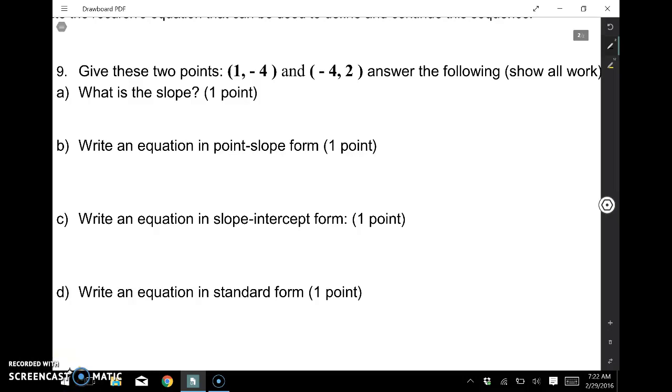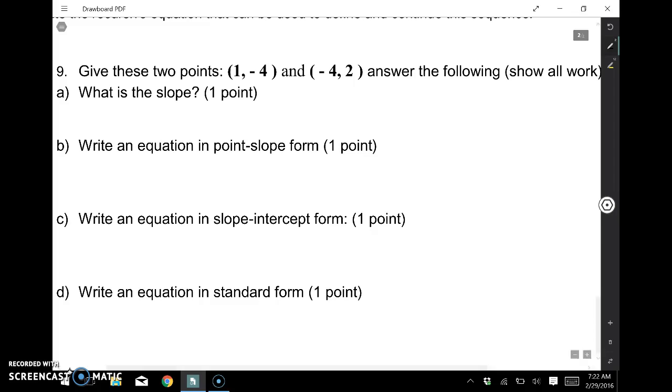Okay guys, so we're continuing on with some test correction. I just want to go over this question that's its own separate entity because you guys will see this a lot. Given these 2 points, (1, -4) and (-4, 2), answer the following question. First off, when you're given 2 points, a lot of times you'll just be asked to find the slope.